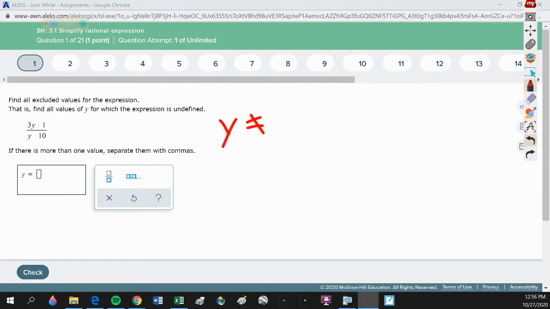The other way is to divide by 0. So what number can I plug in here that will create a 0 in the denominator? 10. So y is not allowed to be 10, and the way you do that, you just set it equal to 0, and then we get y equals 10, which means when y is 10, the denominator is 0.